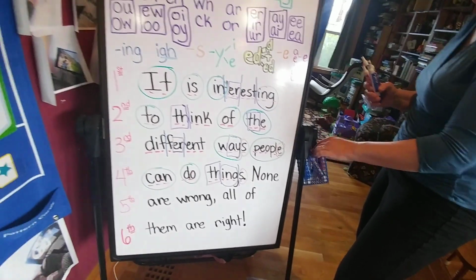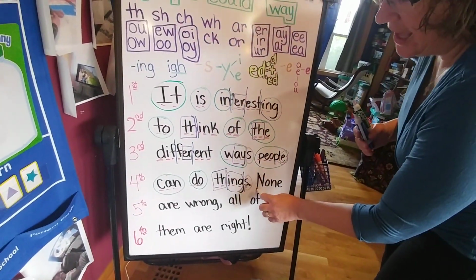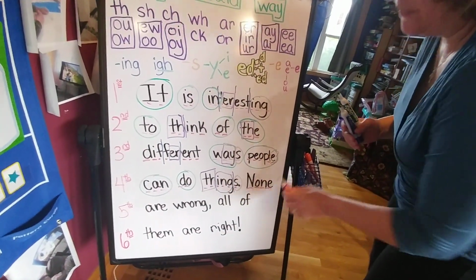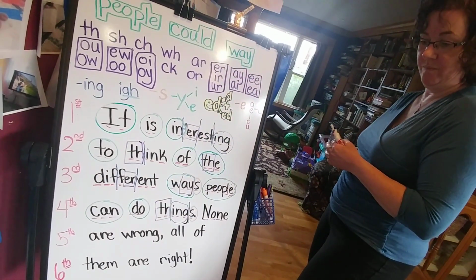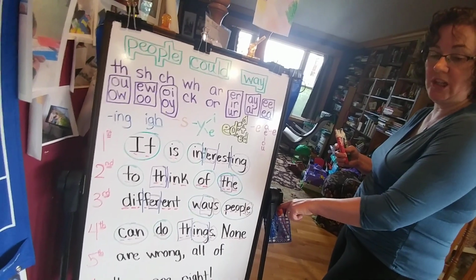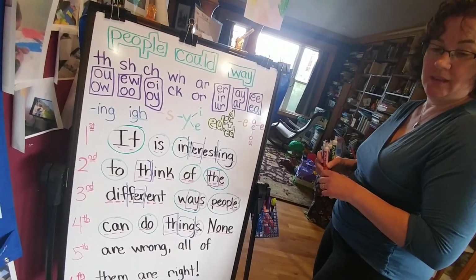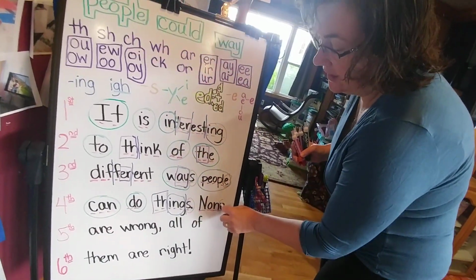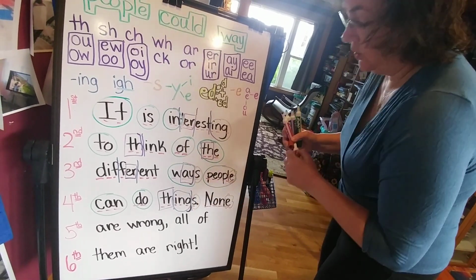We have the word none. Spell it with me. N-O-N-E. What kind of E? I hope it's a long E. Is it making an O sound? Is it known or is it none? It is a wonky E, because it's not making that O sound.